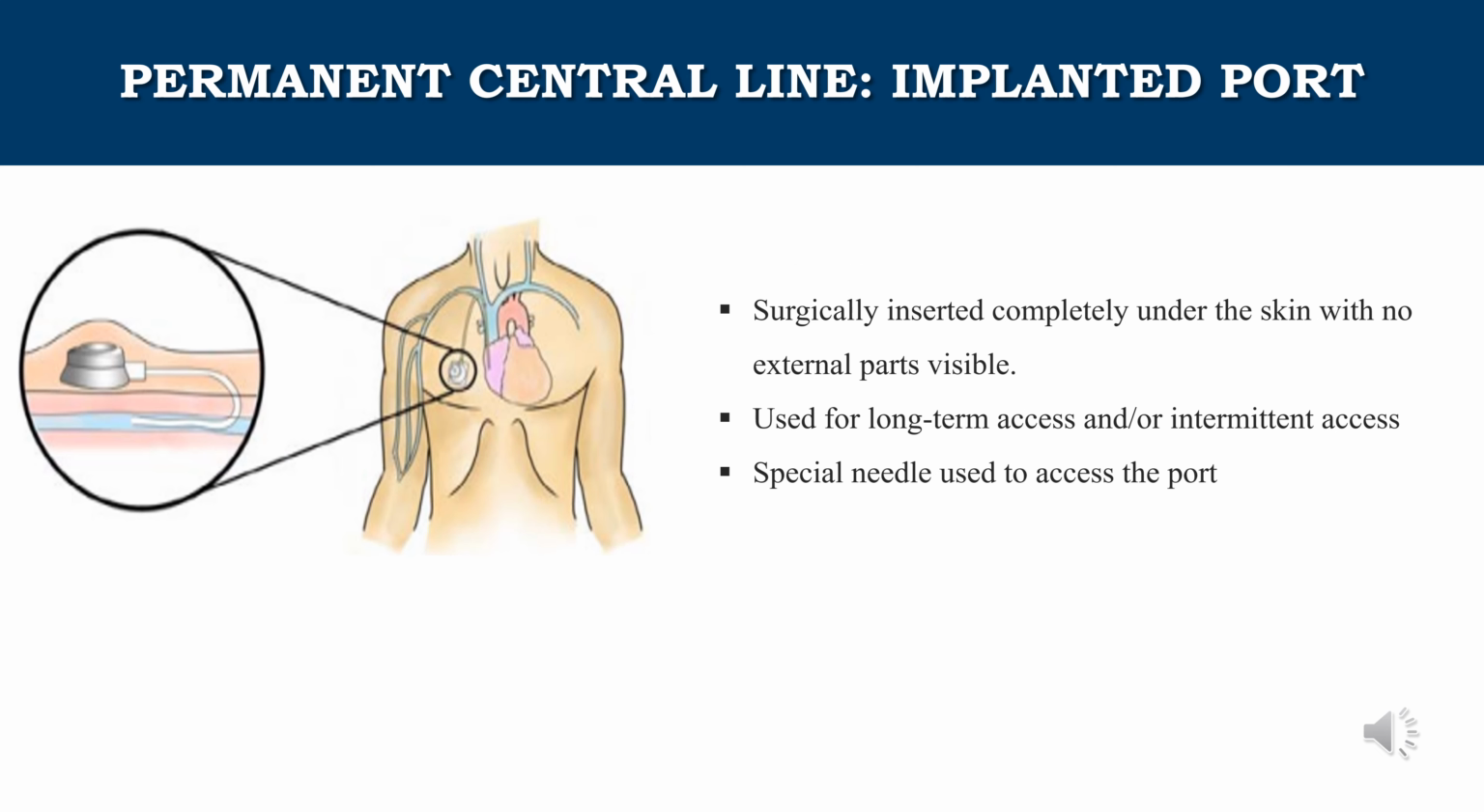Implanted ports are surgically placed CVCs designed for long-term use, months to years. They are completely under the skin, meaning there are no external parts visible. A special needle, such as a Huber needle, is used to access the port. When the port is not being used, no device can be seen. You might only see or feel a small, raised area under the skin.